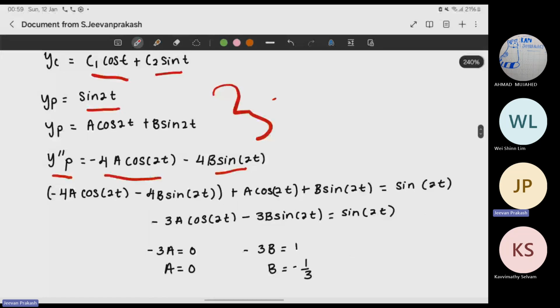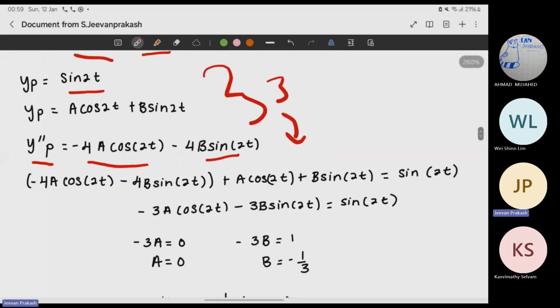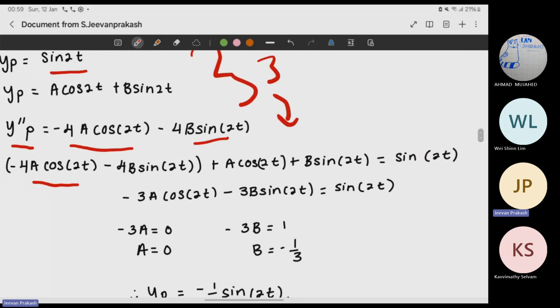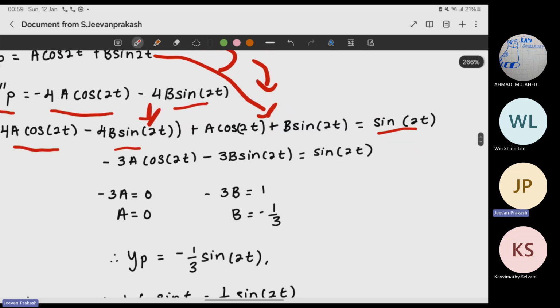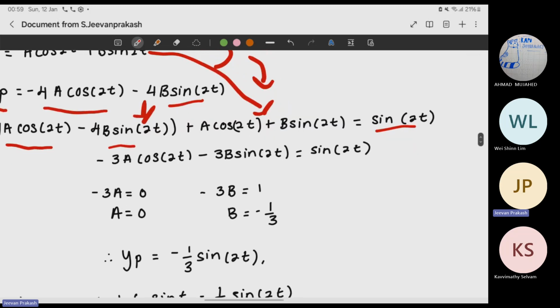So all these three equations you must combine and form a new equation, whereby negative 4a cos 2t minus 4b sin 2t, plus a cos 2t plus b sin 2t, then equate with sin 2t. So here the left hand side equals the right hand side, whereby we compare one by one, compare a on both left and right side, and also compare b on both left and right side. So when we compare a, here will be 1.